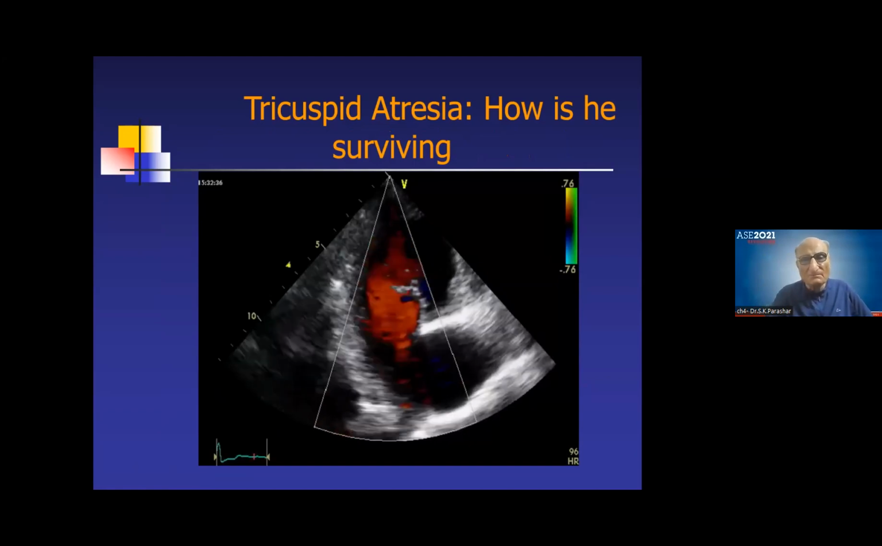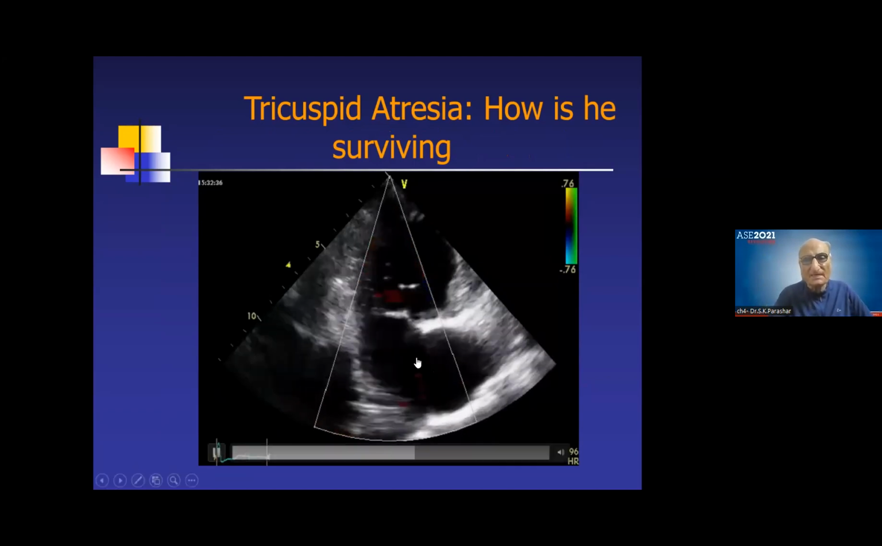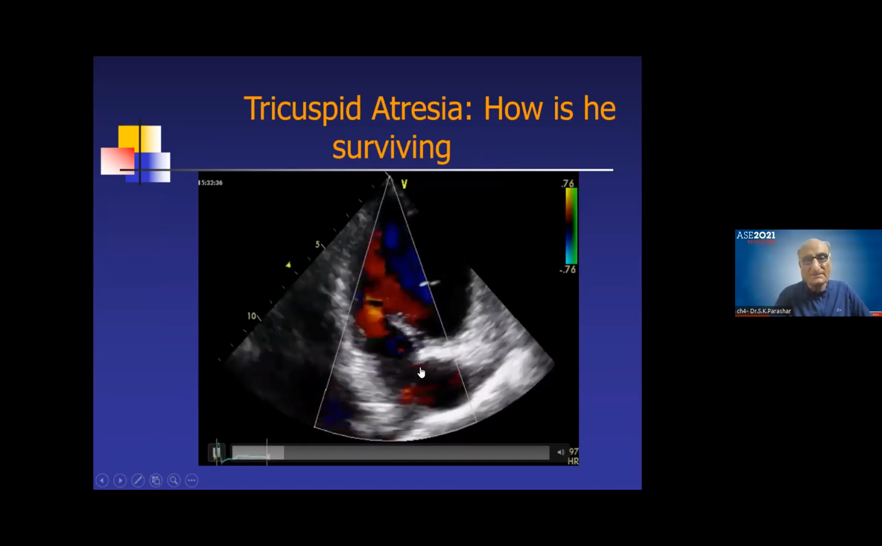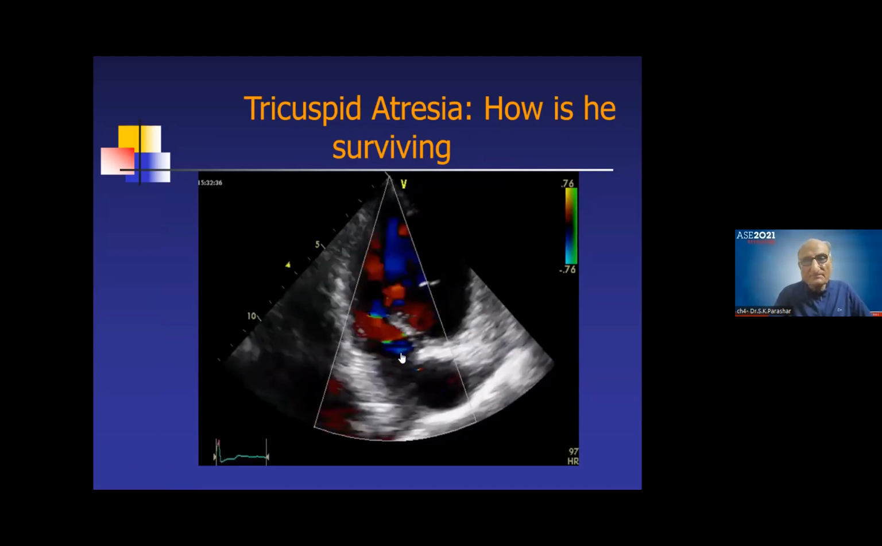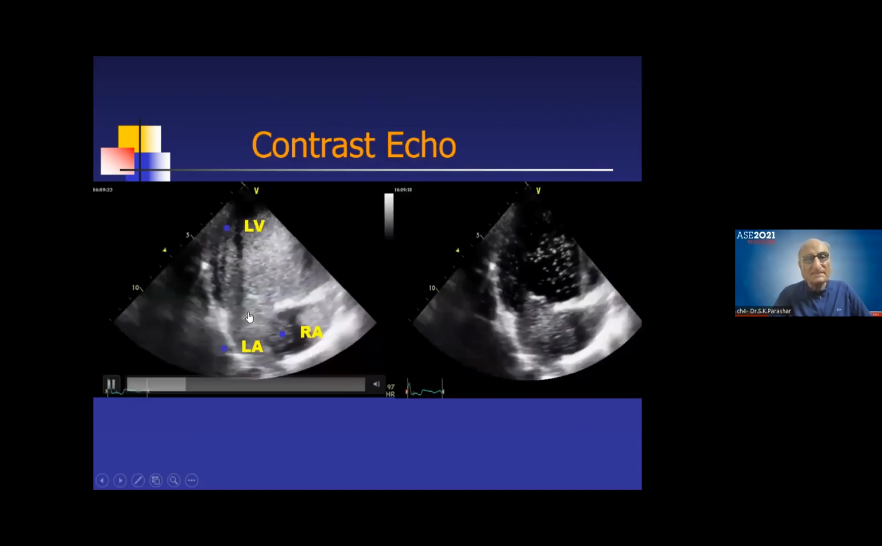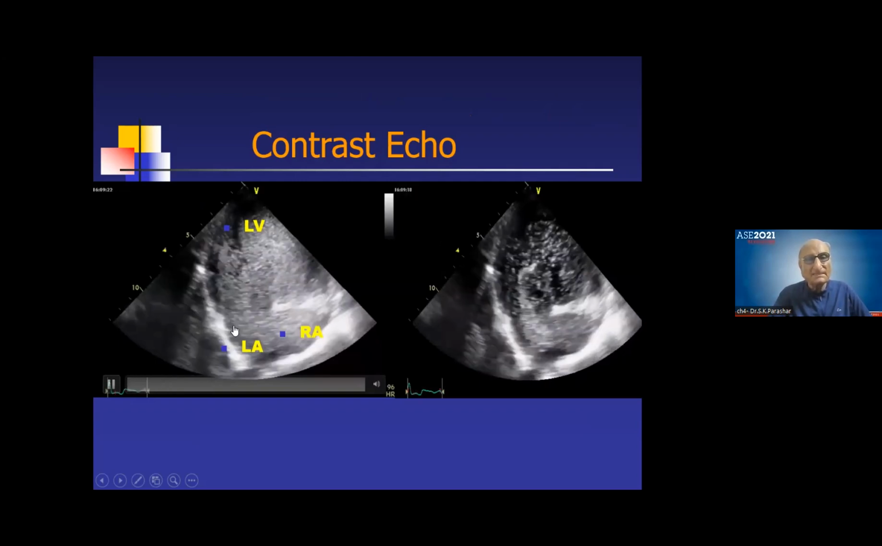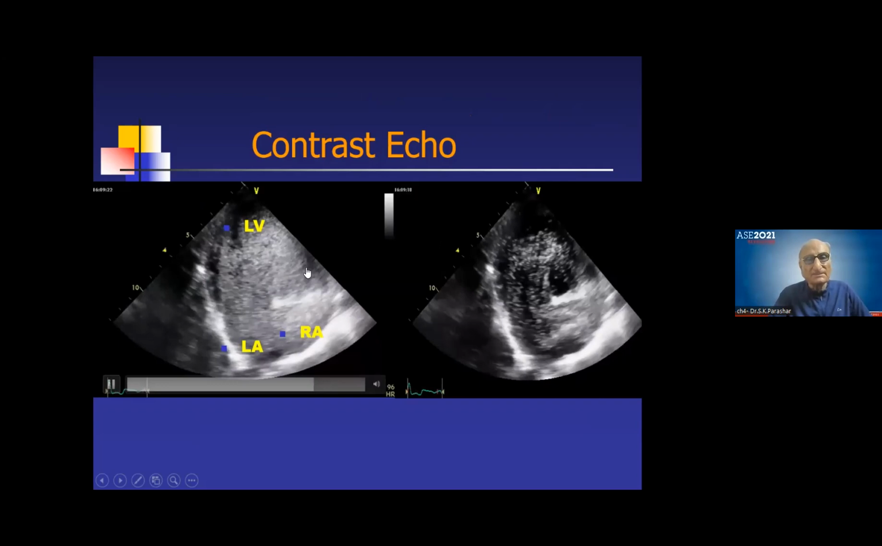Despite color flow mapping, we are not seeing any shunt from the RA to the LA, so we have to demonstrate that. Sometimes we give a contrast echo, and you see the contrast go into the RA and then into the LA, LV, and then into the RV.